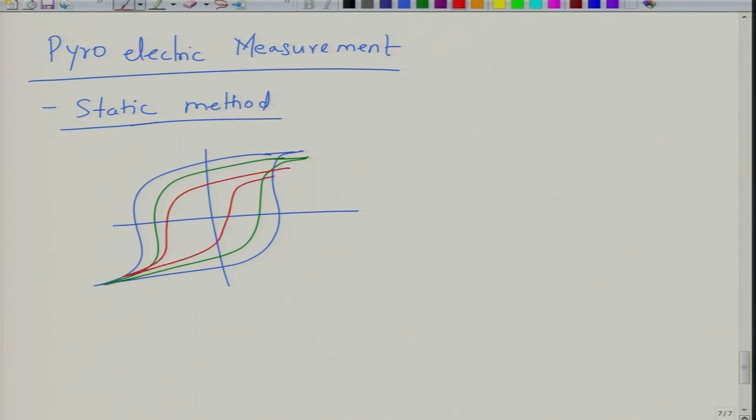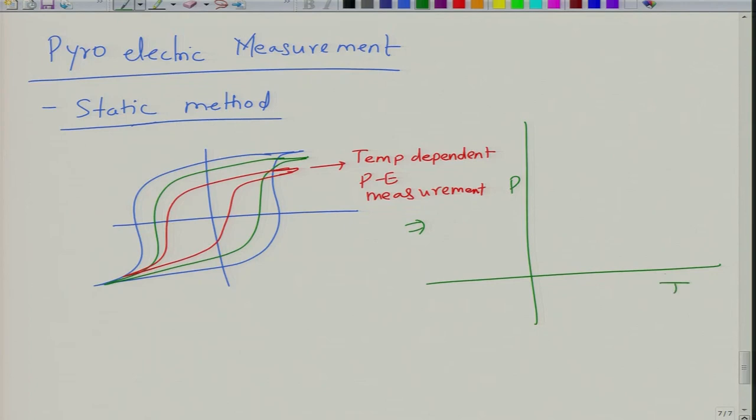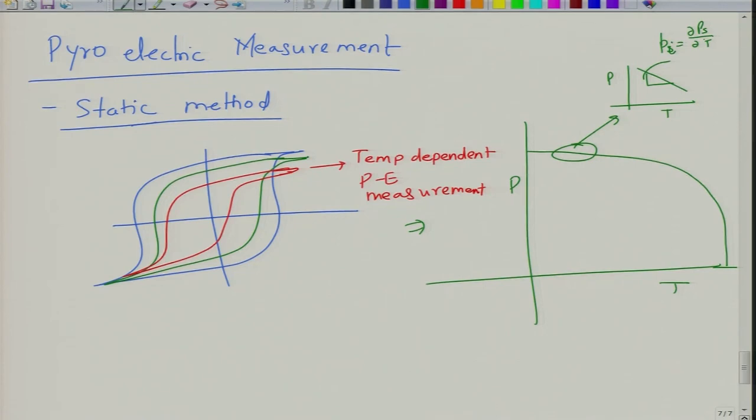So basically you make temperature dependent PE measurements, and from this you can plot polarization as a function of temperature. You will have a plot something like this for a second order phase transition. If you zoom into this section, this is P versus T. From this we can determine small pi, which is del PS by del T. The slope in the linear region gives you the change in the pyroelectric coefficient.